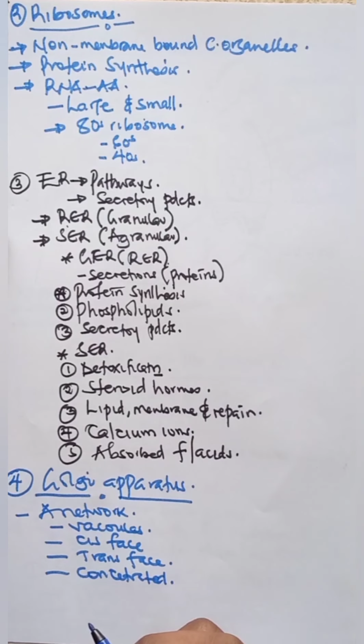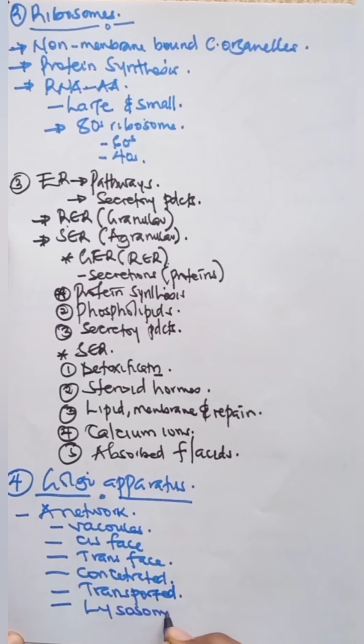Of course, one of the parts of the Golgi apparatus is the Golgi vesicle, or what we call the secretory vesicles. And once they are packaged in the Golgi vesicles, they can now be transported to the cell surface.